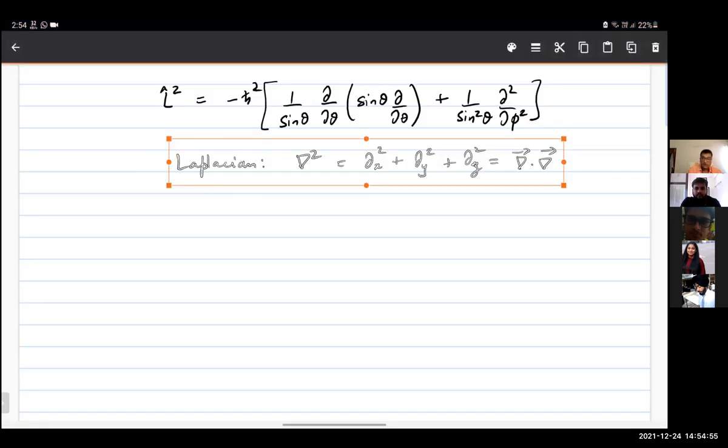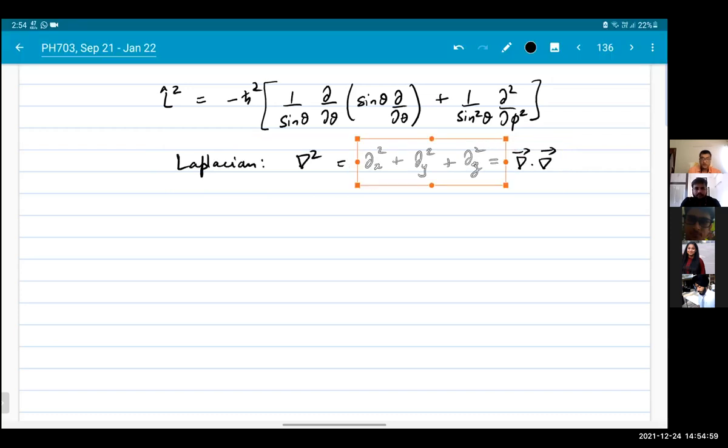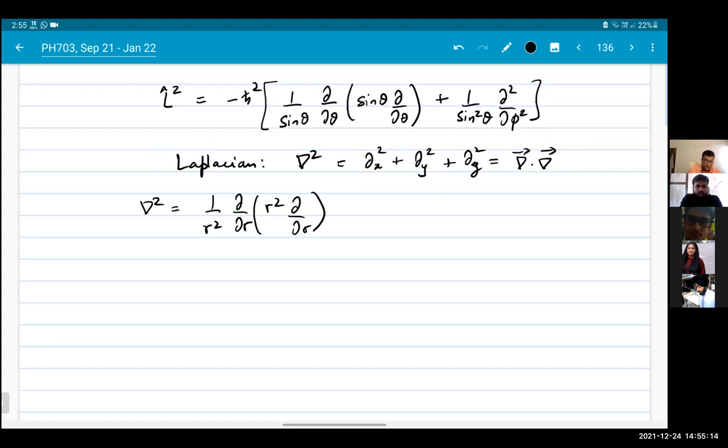So this is the Laplacian del square. Now this is written in Cartesian coordinates, but I can also express the same thing in spherical coordinates. If I write it in spherical coordinates, it takes the following form: 1 by r square d by dr, r square d by dr, and then plus 1 by r square times this whole expression.